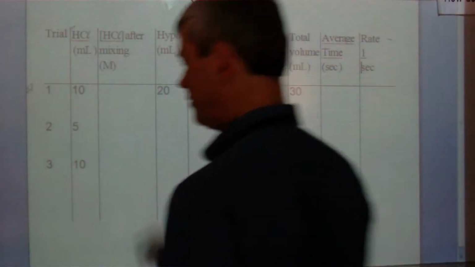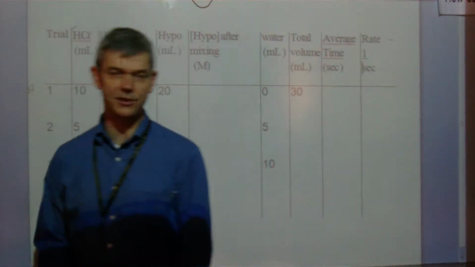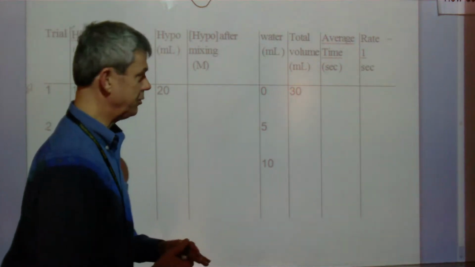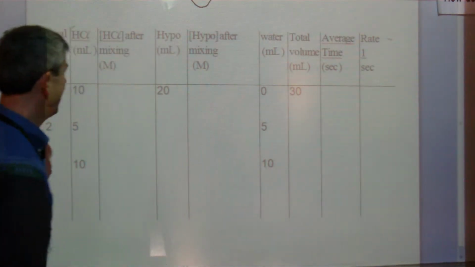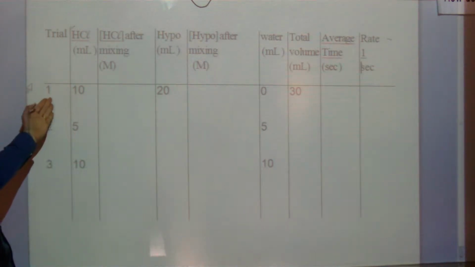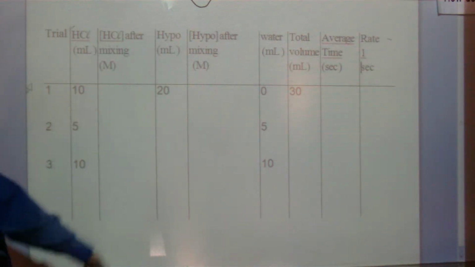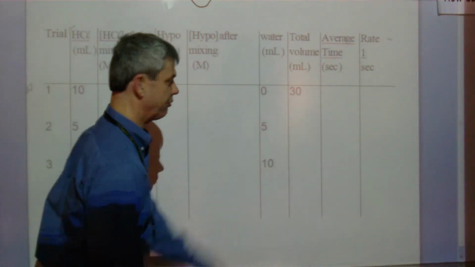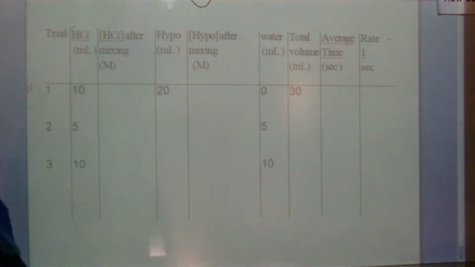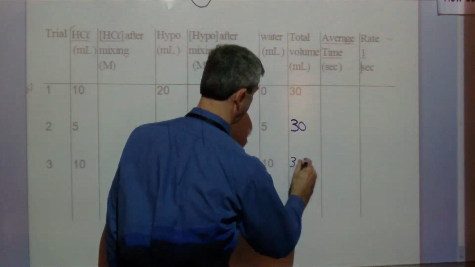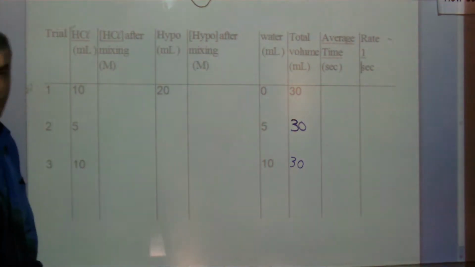All right, so let's take a look at that data that we've collected from our experiment just a few days ago. Get out that sheet and turn it over onto the back where you'll see this data table. I'm going to start with trial 1, where we had 10 milliliters of HCl, 20 milliliters of hypo for a grand total volume of 30 milliliters. And you'll recall that we suggested that all these total volumes should be kept at 30. Keep that variable constant.